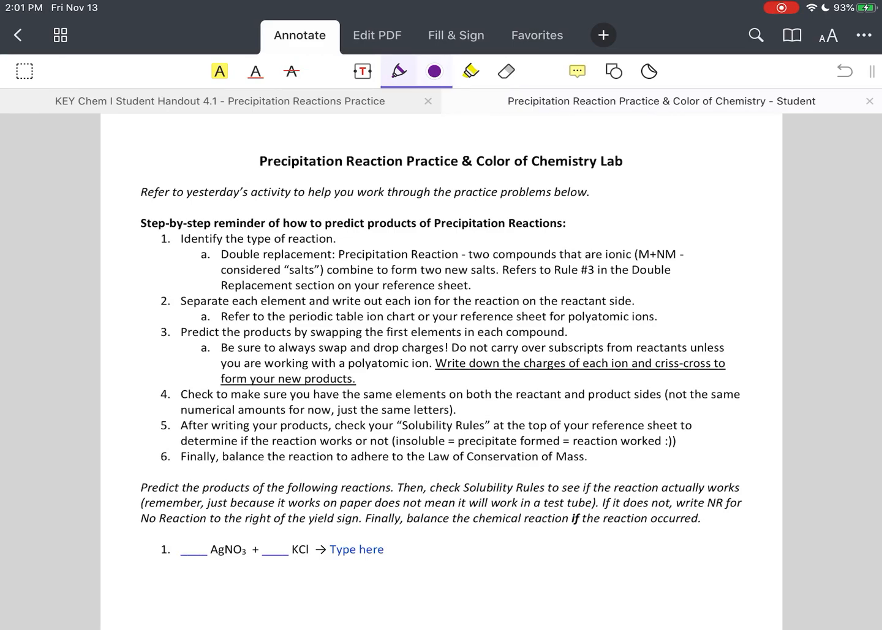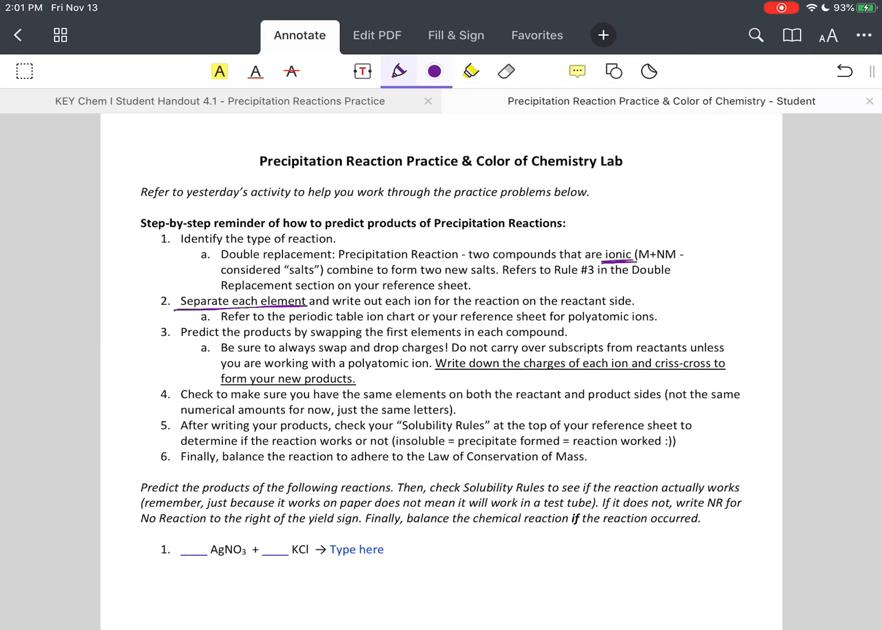reactions. So I have 3 here that I'm going to do for you, just to remind you and do a little review from yesterday's lesson. One thing to remember is that when we have 2 compounds that are ionic, when they're added to water, they're going to dissociate and separate into individual ions. And so it's important to know their charges.